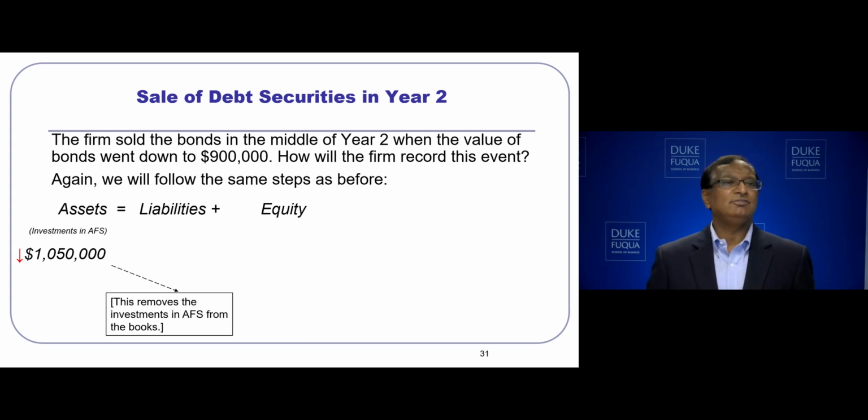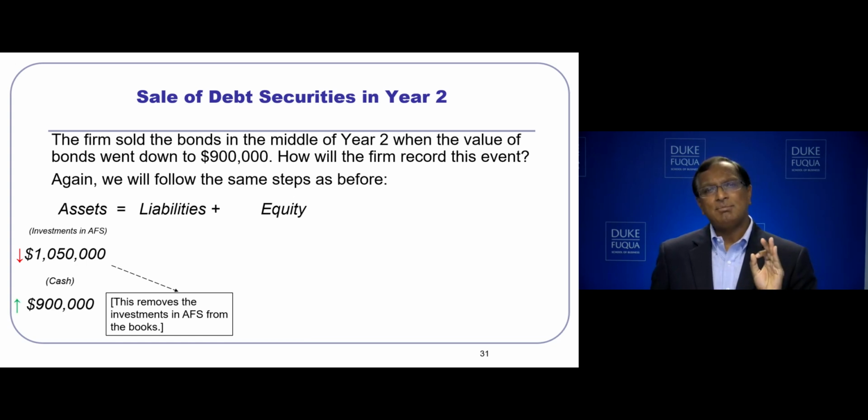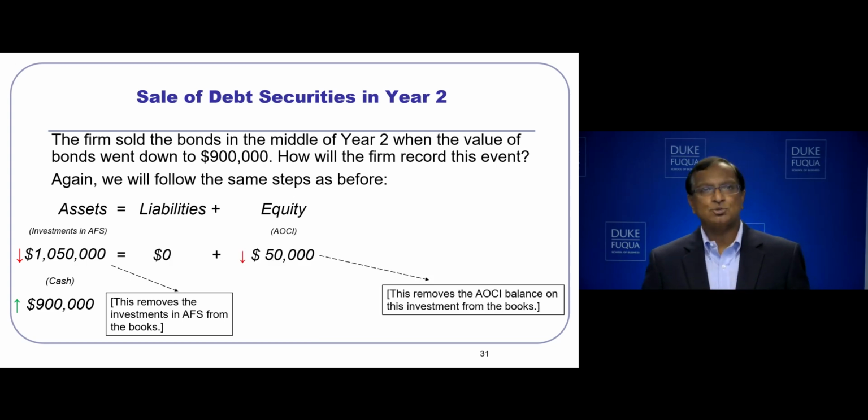So we have $1,050,000 resting in investment in AFS. So we need to remove and reduce $1,050,000. They will remove the investment in AFS in the books. Cash comes in of $900,000. But remember that there is a component of the security sitting in AOCI. And once you sell the security, we don't need that AOCI anymore. So we need to remove the AOCI from the books. And that's what we will do next.